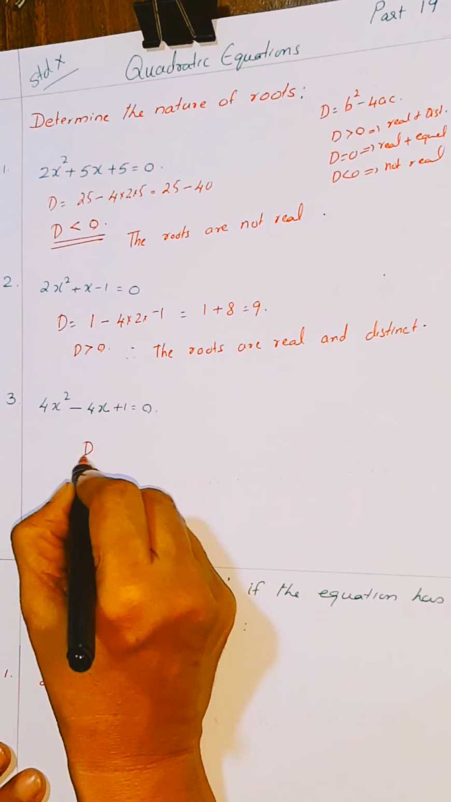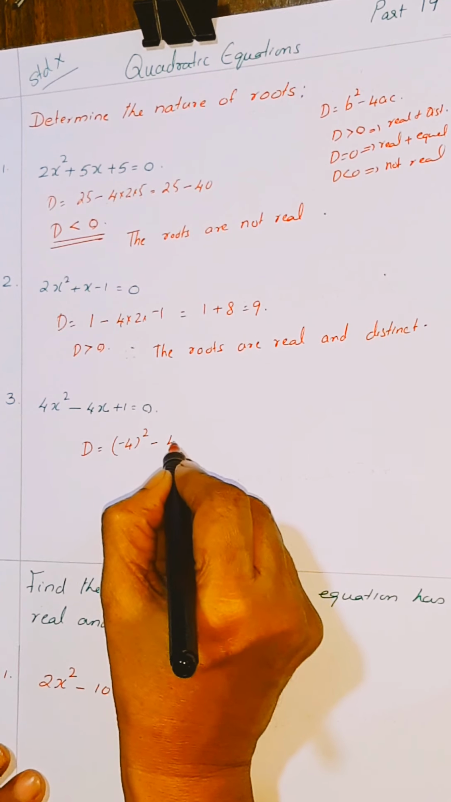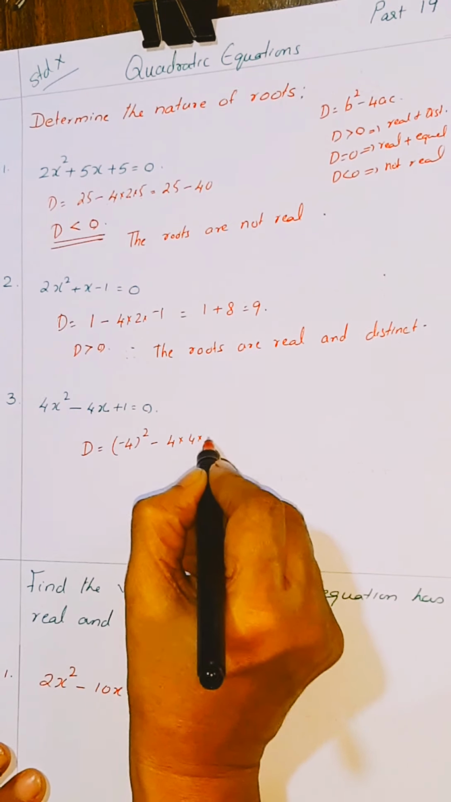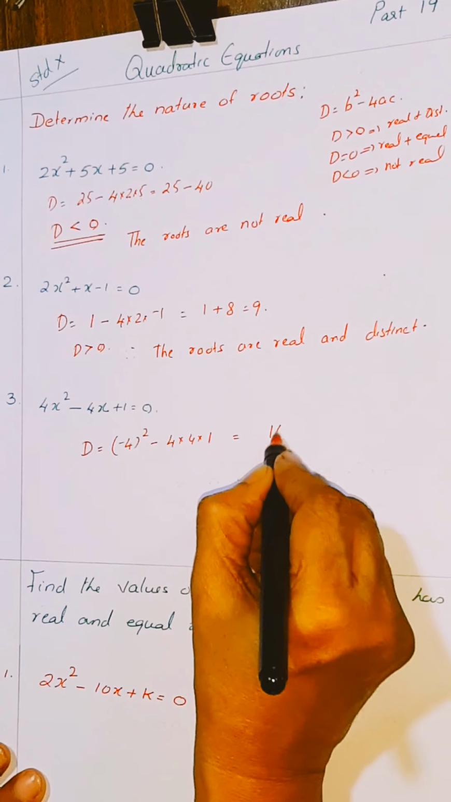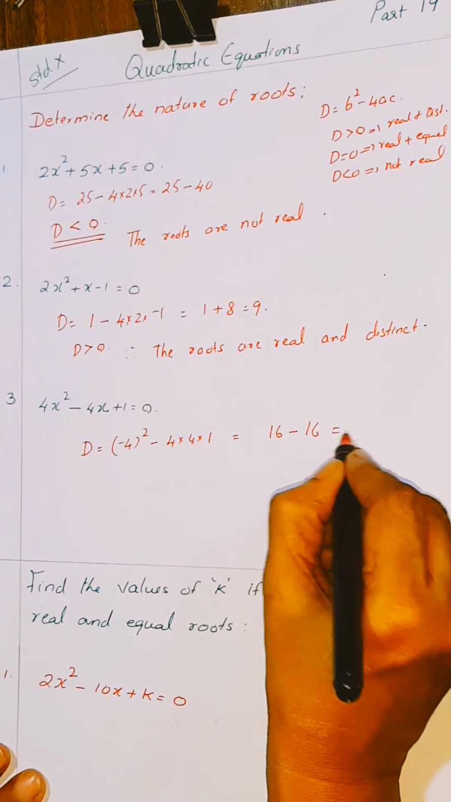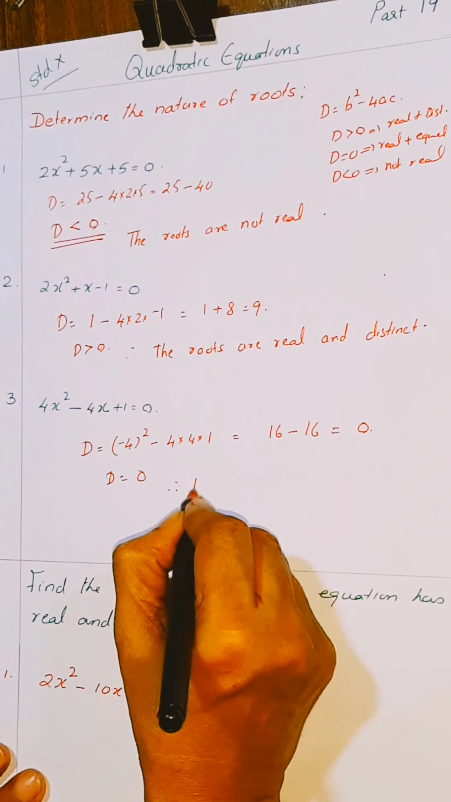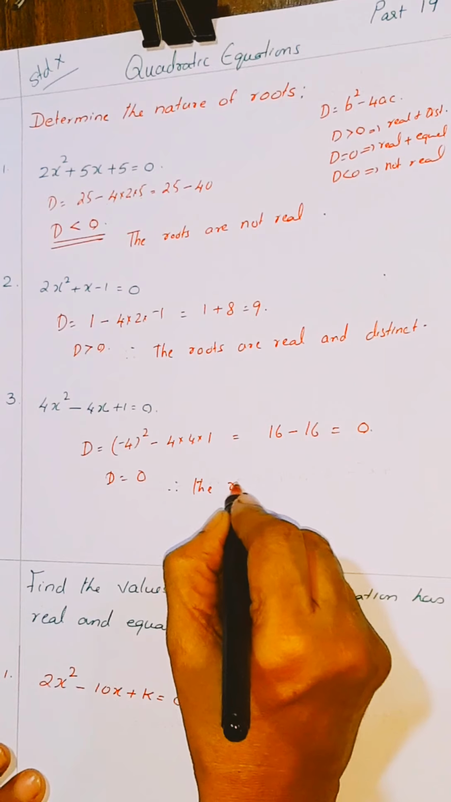Here again D is equal to b squared, which is minus 4 the whole squared, minus 4 into a into 1. So this is 16 minus 4 into 4, 16 into 1, 16. So equal to 0. So D equal to 0. Therefore the roots are real and equal.